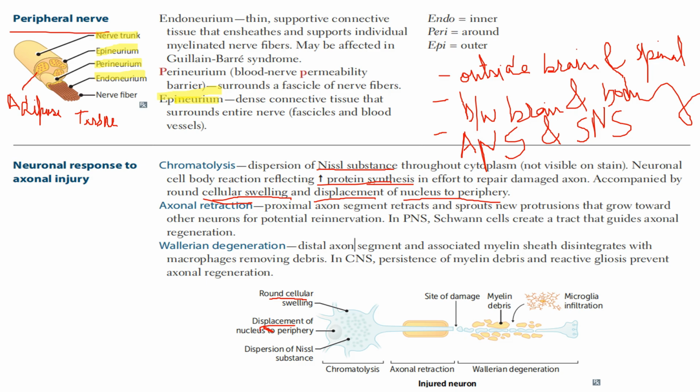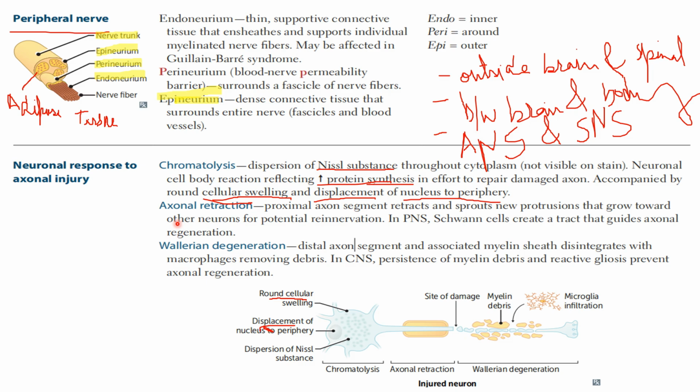Okay, so now let's see axonal retraction. In axonal retraction, as we can see, it's happening here. There's a part of it being cut out, and a new protrusion is growing from that. So this is what they're saying exactly.